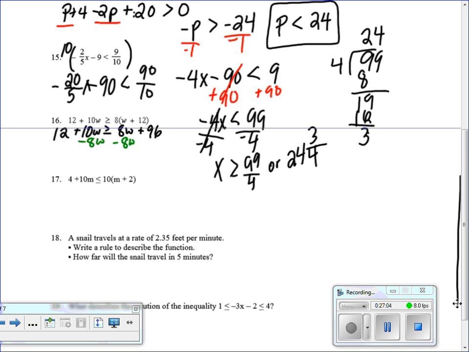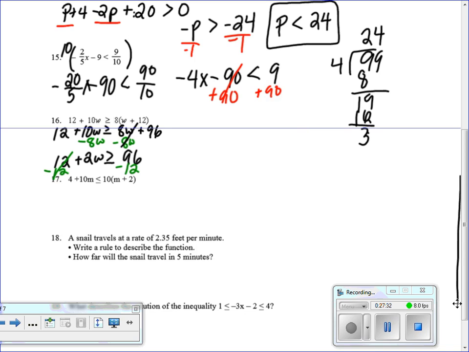Okay, when you move it over, you're left with 12 plus 2w is greater than or equal to, the 8w's go away here, 96. Then we're going to get rid of that constant. So there's a constant over here, that constant of 12. We're going to subtract it. Subtract to get rid of the positive 12. And it leaves you with 2w is greater than or equal to 84. And then divide both sides by 2. And w is greater than or equal to 42. Because we didn't divide or multiply by a negative number, there was no need to reverse your inequality.